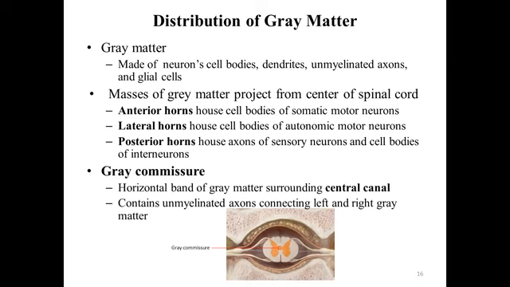The gray commissure is a horizontal band of gray matter that surrounds the central canal. It contains unmyelinated axons that connect the left and right gray matter. The gray matter is highlighted in orange in the image, and the gray commissure is labeled.